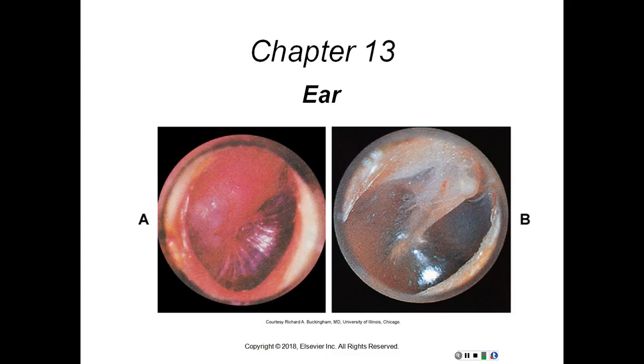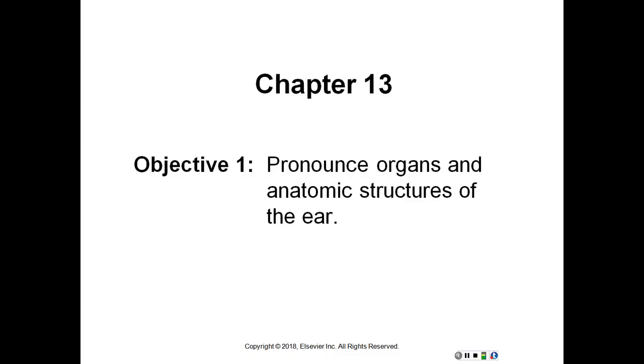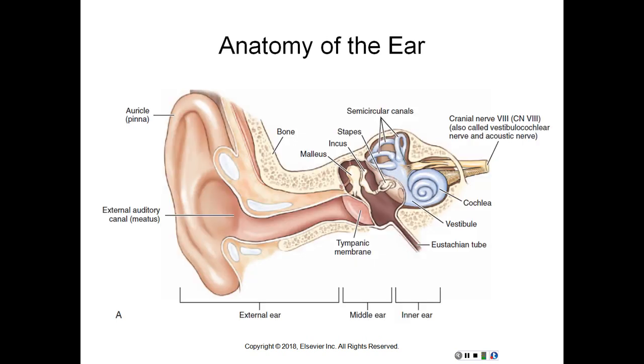Continuing with Chapter 13 for the ear, our first objective is to pronounce organs and anatomic structures of the ear. So let's look at the anatomy of the ear first, and we're going to talk about the function. There are two functions of the ear, which are to hear and to provide the sense of balance. The ear is made up of three parts: the external, middle, and inner ear.